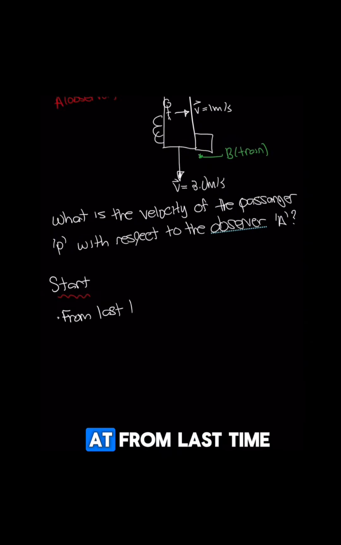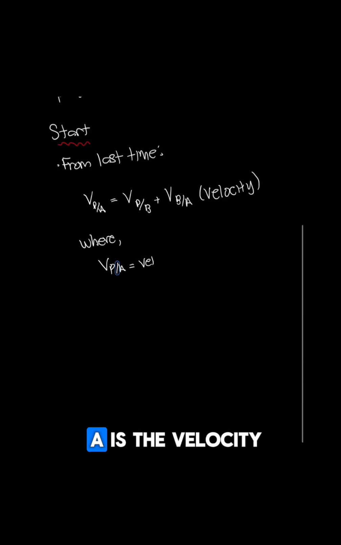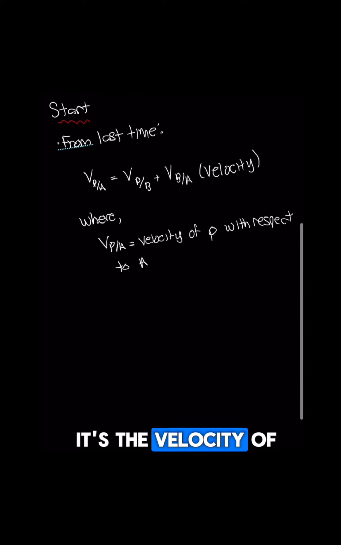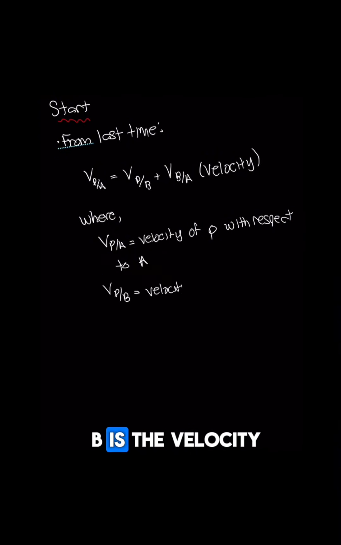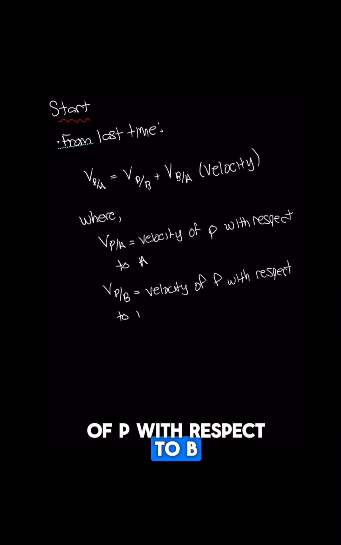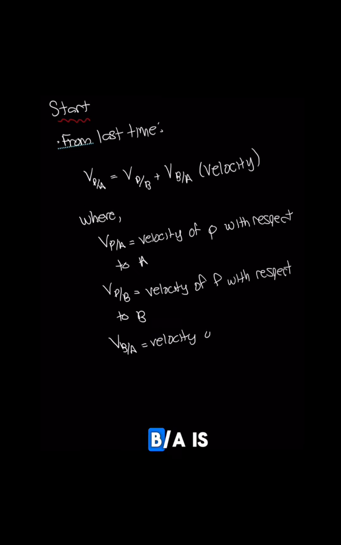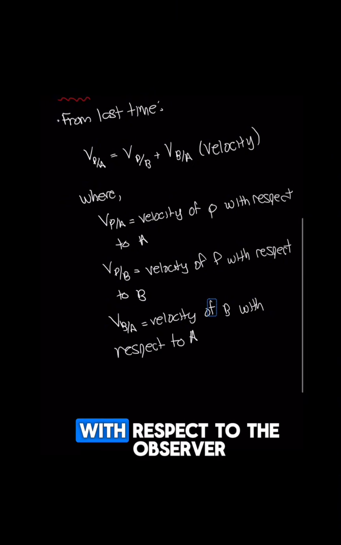We can start by looking at from last time. We have this equation here for the velocity, where V_P/A is the velocity of point P with respect to A, which in our diagram is the velocity of the passenger with respect to the observer. Then V_P/B is the velocity of P with respect to B, so this would be the velocity of the passenger with respect to the train, and then V_B/A is the velocity of B with respect to A. This would be the velocity of the train with respect to the observer.